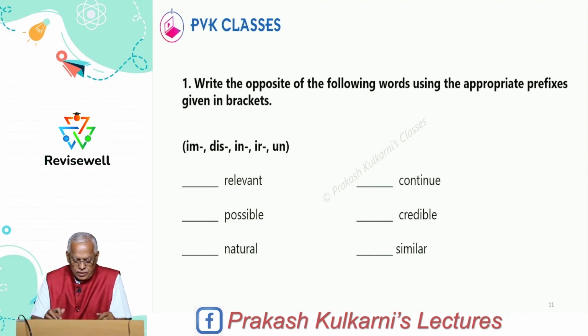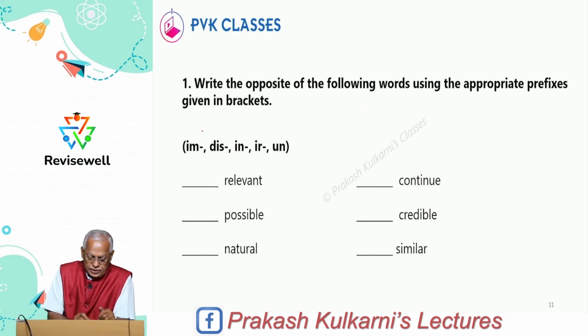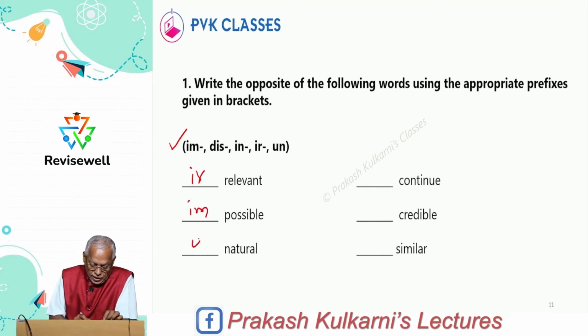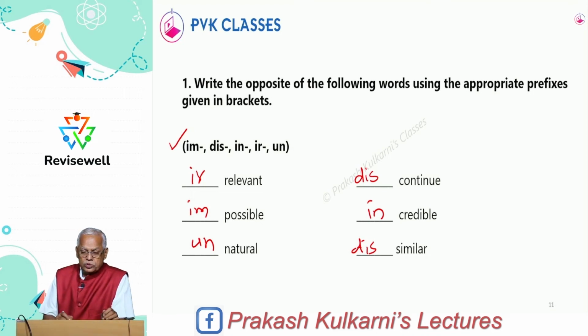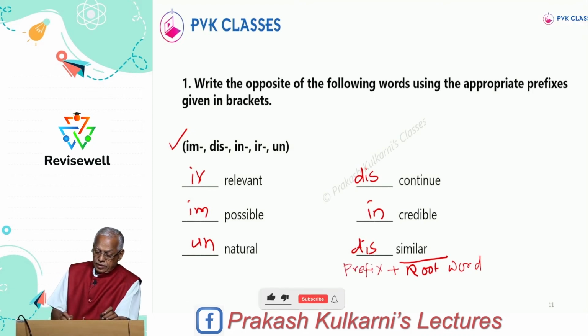Now let's go to the problem. Questions will be asked like this in your examination. Write the opposite of the following words using the appropriate prefixes given in brackets. In the bracket, prefixes are given: im, dis, in, ir, un. So you have to write the prefixes. Relevant, irrelevant. Possible, impossible. Natural, unnatural. Continue, discontinue. Credible, incredible. Similar, dissimilar. So these are the prefixes we have used before the root word. This is called the root word and this is called the prefix, to make opposite words.